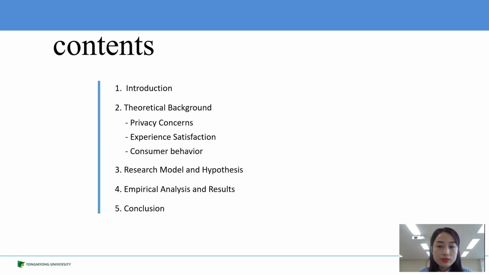5. Conclusion. This part includes research conclusions and deficiencies.